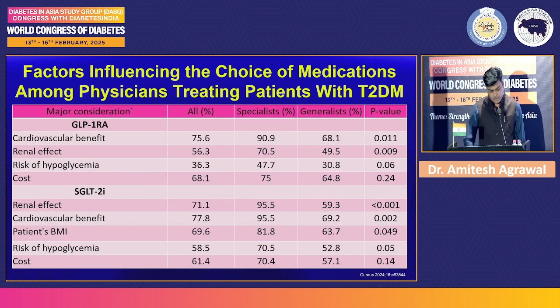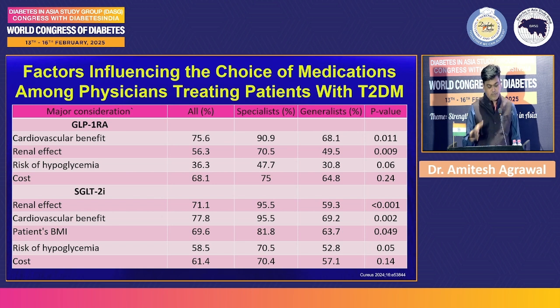So coming to the GLP-1 and SGLT2, as you can see, whenever the specialists are using it, although the cardiovascular benefits are the number one thing, which is obvious and reasonable. Again, the same thing with the SGLT2: the renal effects and the cardiovascular benefits are the major driving factors influencing the choice. But you can see at the same time, the cost is also one of the very good factors.